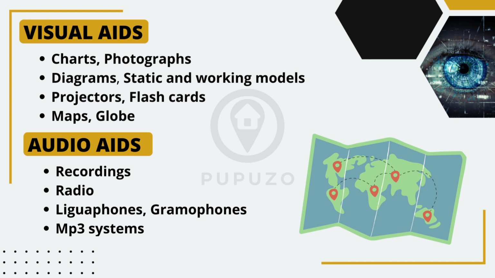Visual aids, such as charts, photographs, diagrams, models, projectors, and maps, help students visualize concepts and make connections between ideas. Audio aids, including recordings, radios, gramophones, and MP3 systems, enhance the auditory learning experience, providing access to various audio resources.